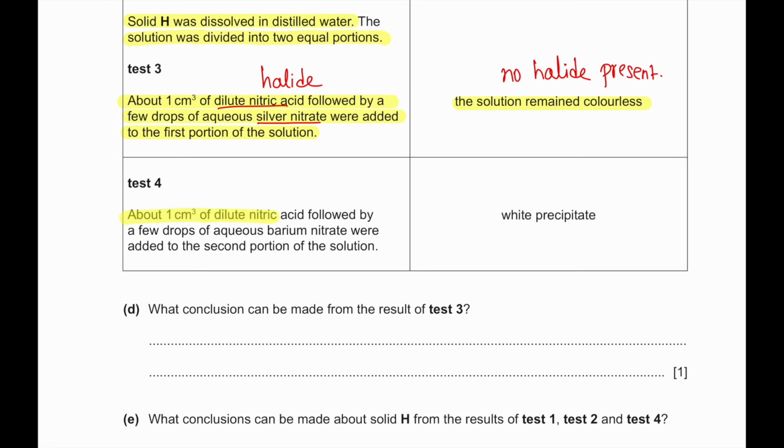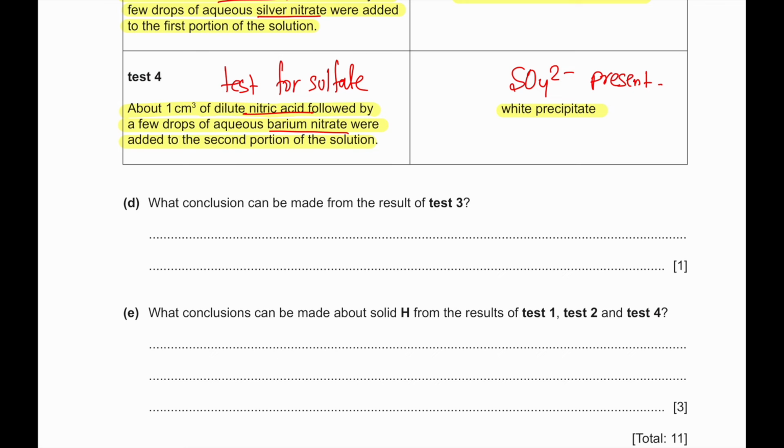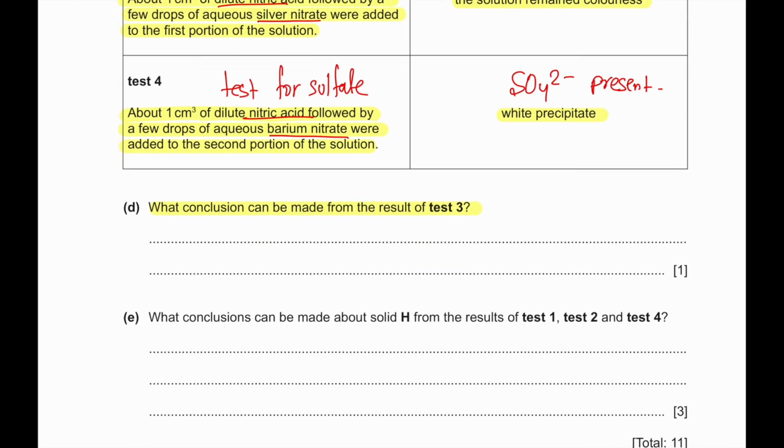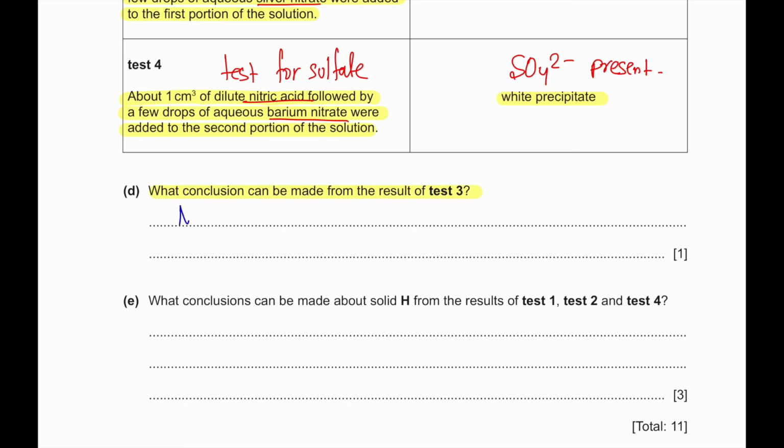About 1 cm³ of dilute nitric acid followed by a few drops of aqueous barium nitrate were added to the second portion of the solution. White precipitate forms. Dilute nitric acid followed by barium nitrate is a test for sulfate. White precipitate indicates sulfate present. What conclusion can be made from the results in test 3? So from test 3, we can say that there is no halide present.